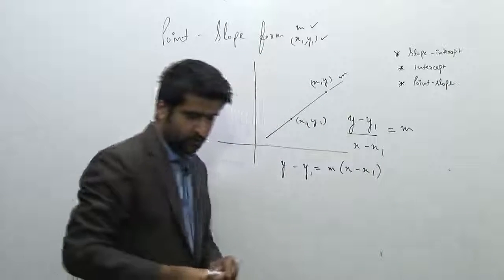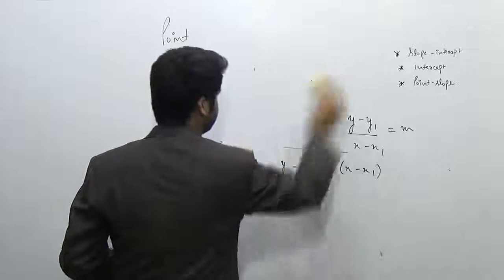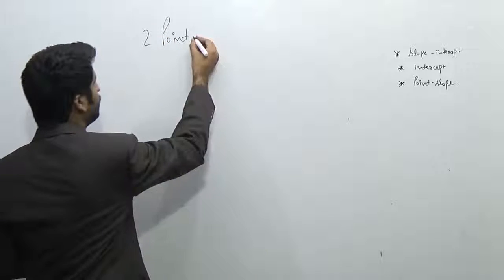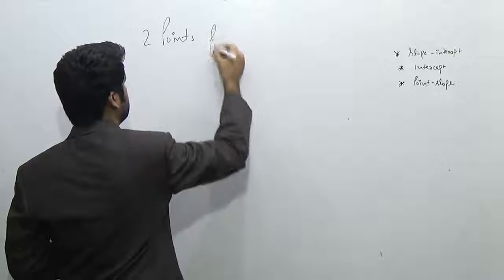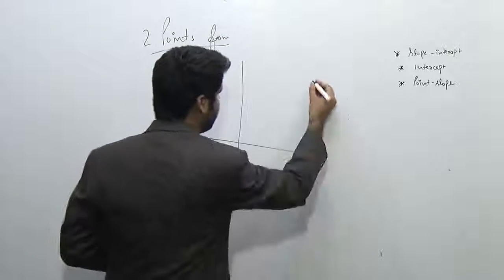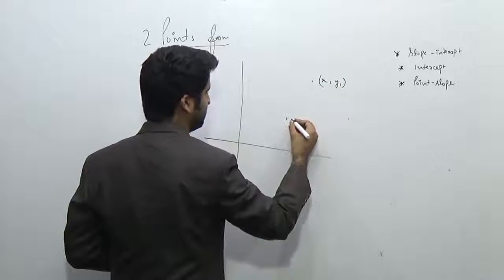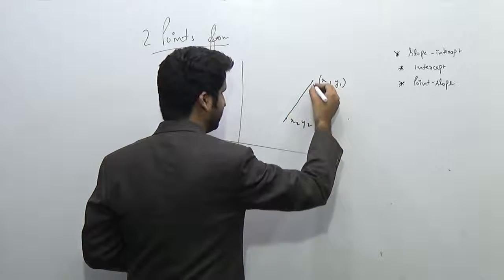right? Now what will happen if I am given 2 points? Okay, I am not given the slope. Now I know 2 points on a straight line. So what will be the equation? Let's say the first point is x1 y1 and this is x2 y2. I want to find the equation of the straight line.